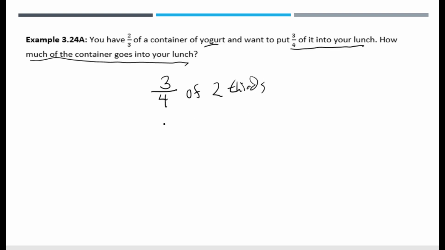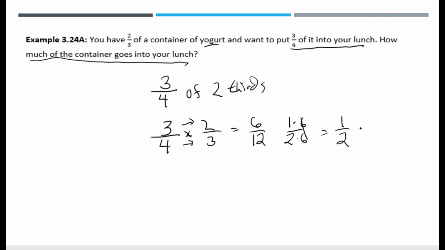So I can just write this as 3/4 times 2/3. And from what we just learned, when we're multiplying a fraction and a fraction, you can multiply straight across. And you would get 6/12. And you can also reduce this, because this is 1 times 6, and this is 2 times 6. 6 divided by 6 is 1. So you're putting in 1/2 of the container. If you take 3/4 of 2/3, you get 1/2.